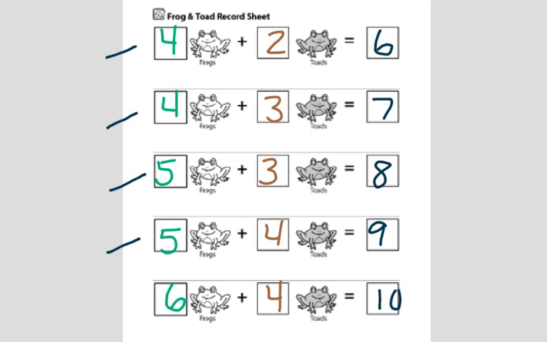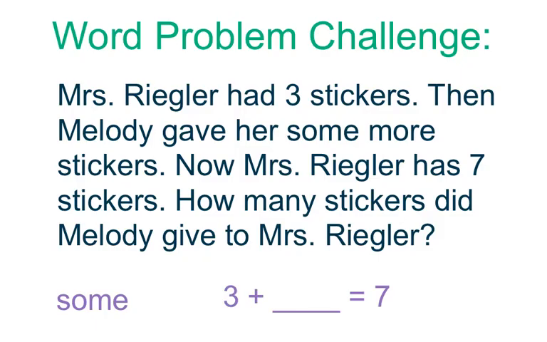If you guys remember our Check Baby Check song, we know that 6 and 4 are partners of 10. So 6 plus 4 equals 10. We filled another frog and toad recording sheet, so we'll have a new recording sheet tomorrow. Now let's look at the last part of our number corner, which is our word problem challenge.